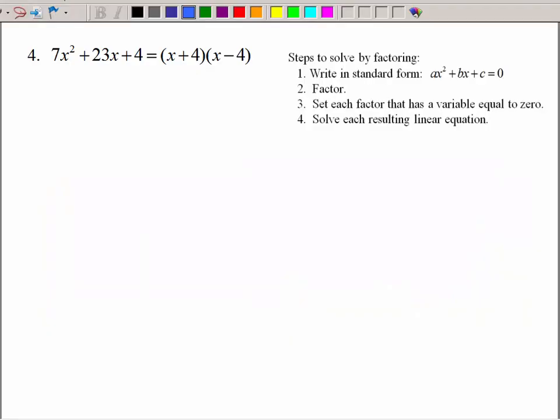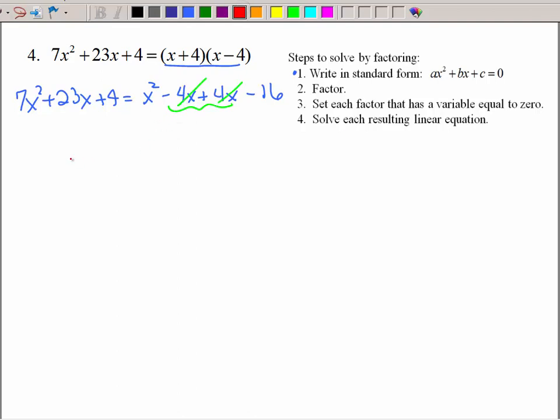Let's look at the last example. It's definitely not in standard form. So just like in the last problem, I have parentheses, so I need to multiply that out. So I'm going to FOIL it out, get x squared minus 4x plus 4x minus 16. And I want to collect like terms before I start moving things, and I notice that that equals 0.